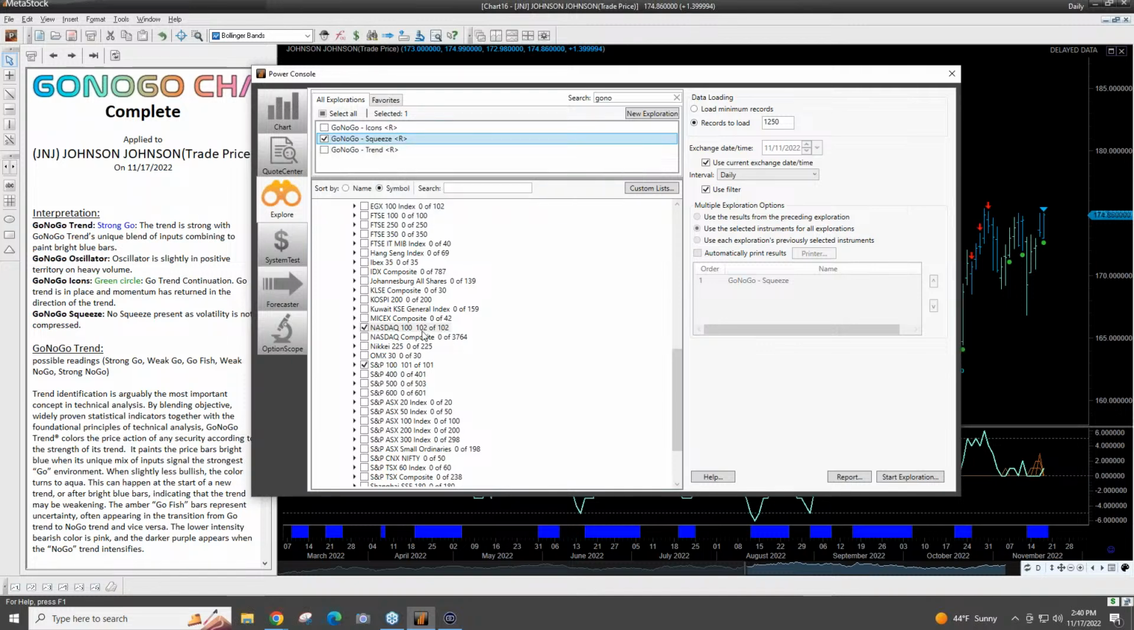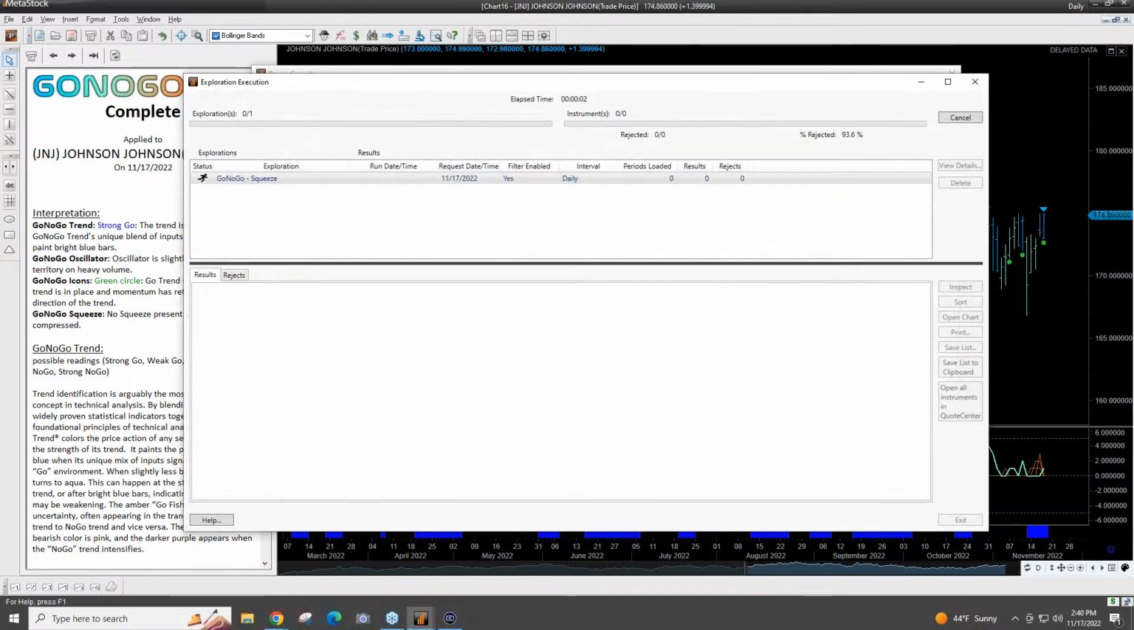So let's run that scan. We'll use the same list. Actually, let's change the list. Let me change it up a bit here. We'll go and do the S&P 500. We'll start the exploration. And again, that's just going to run through the conditions for the GoNoGo squeeze and identify what stocks are in a squeeze to identify those breakout points.